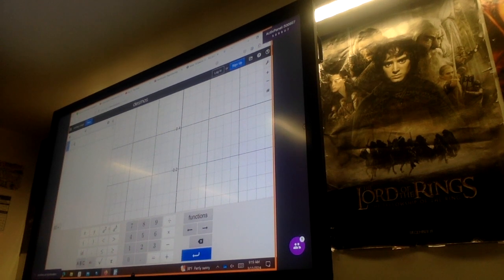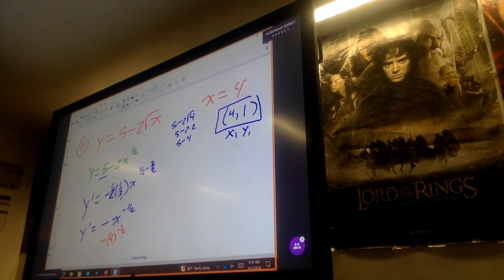Then I'm going to go raised to the parentheses, negative 1/2. So you get negative 0.5. So this gives me negative 0.5. Negative 0.5 is the slope.